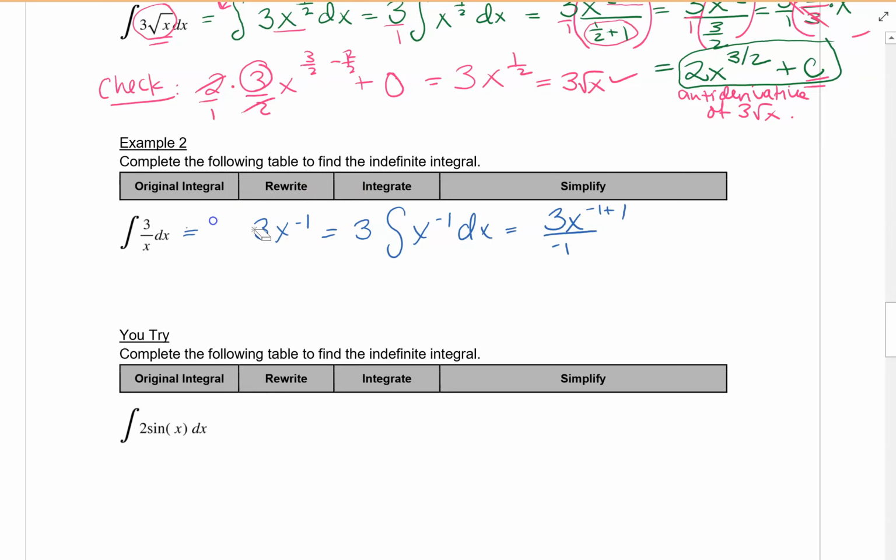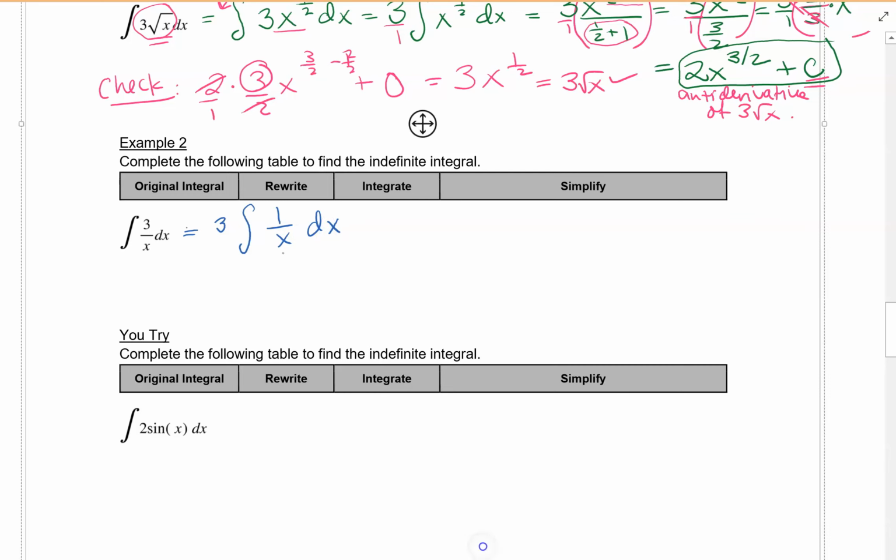This isn't working. So just be careful. When it's x to the -1, we do not use reverse power rule. We use the natural log. So first I'm going to take the 3 out. This is 1/x dx. And then I'm going to remember that 1/x is the derivative of ln, right? The derivative of ln of x is equal to 1/x.